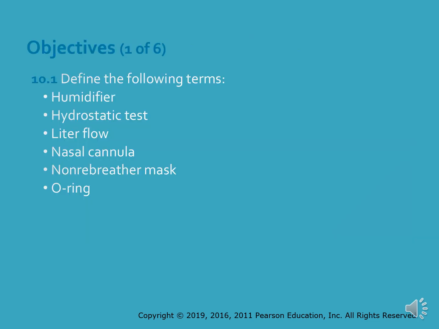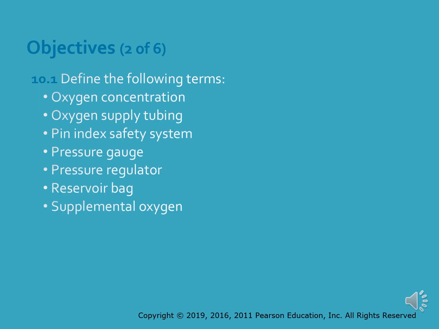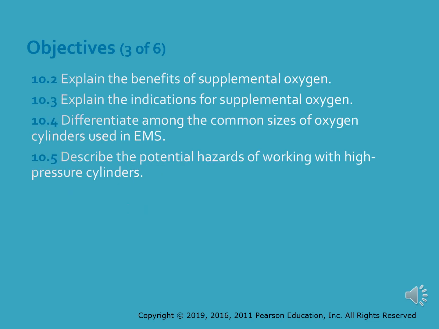Some objectives we're going to talk about is defining the following terms: humidifier, hydrostatic test, liter flow, nasal cannula, non-rebreather mask, and O-ring. You will be able to define oxygen concentration, oxygen supply tubing, pin index safety system, pressure gauge, pressure regulator, reservoir bag, and supplemental oxygen. Explain the benefits of supplemental oxygen. Explain the indications for supplemental oxygen.